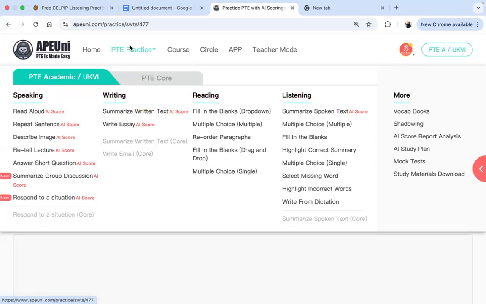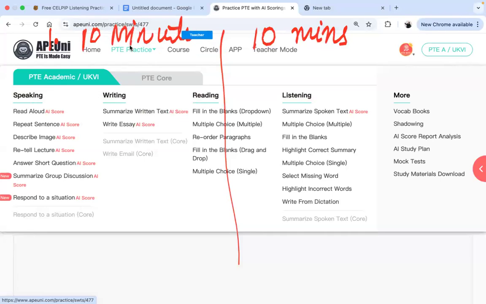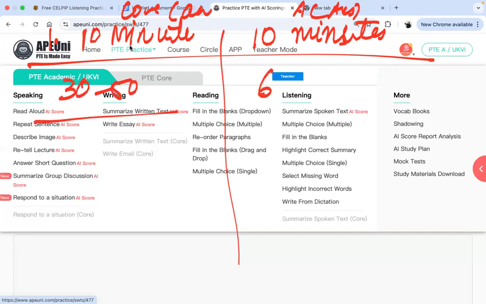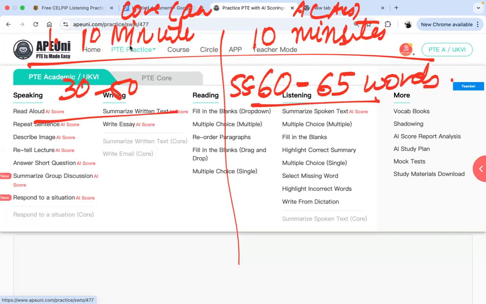Now, step number 1, we will need to know some things. Number 1, how much time do we get to answer this question? For both setups, we get 10 minutes each. Then how many words do we have to write in our answer? For core, Canada, or academic, Australia. How many words do we have to write? 30 to 50 for core people. Australian people, we are going to write our answer between 60 to 65. Anywhere like 55, 60, 65 words is a good word limit. Are we clear? So how many words are we going to write? 60 to 65.